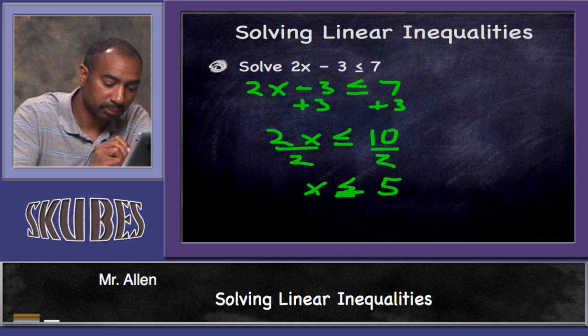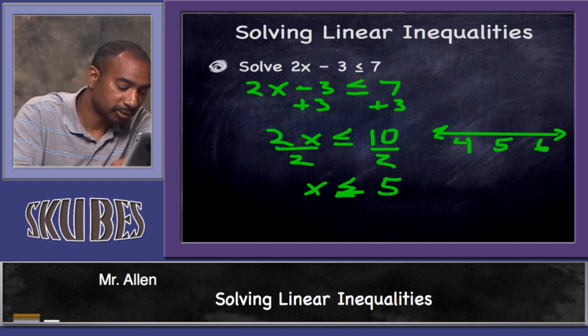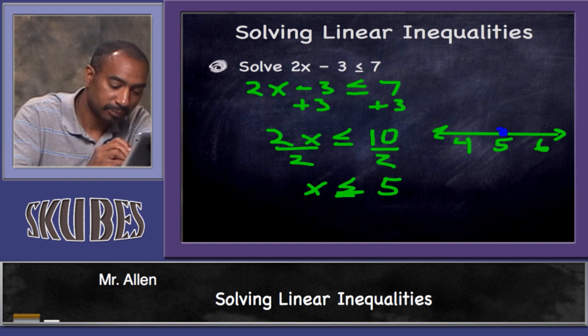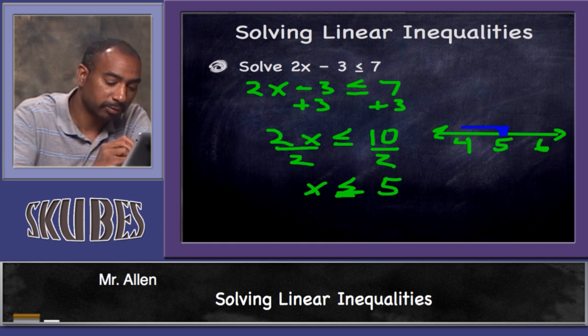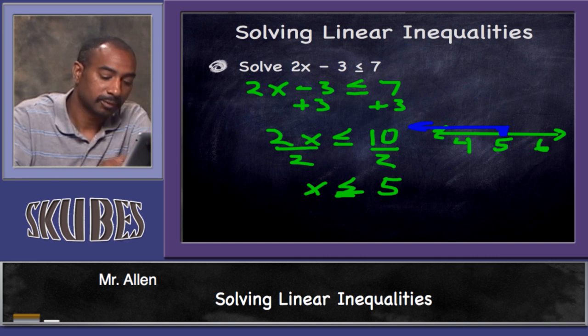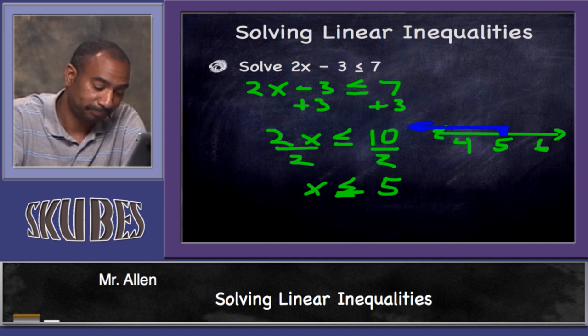And if I were to put that on the number line, we're going to use a solid dot because we're including 5. And you want all numbers less than or equal to 5, so you're going to go this direction to the left. So including 5, 4, 3, 2, 1, and the negatives.